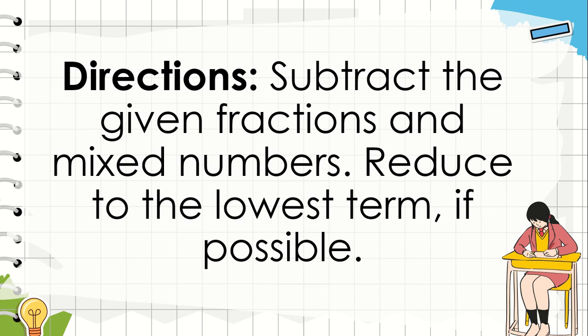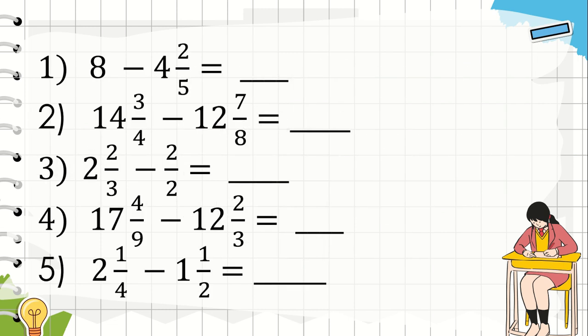Directions: subtract the given fractions and mixed numbers. Reduce to the lowest term if possible. Number 1, 8 minus 4 and 2/5 is equal to blank.